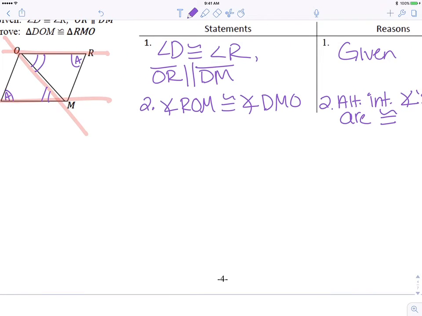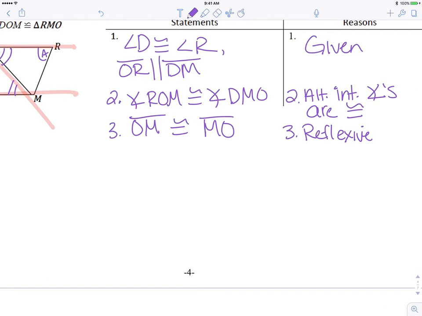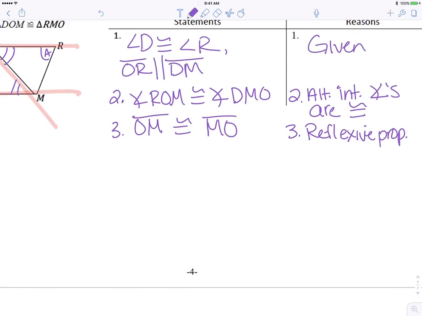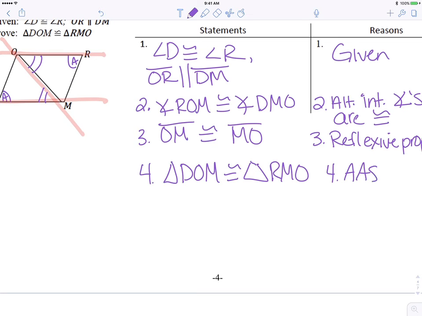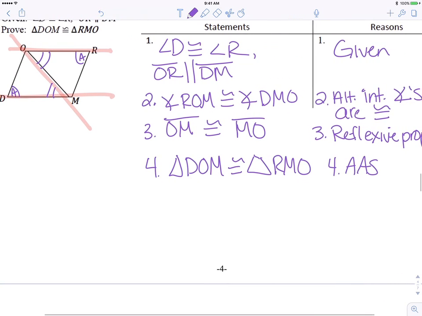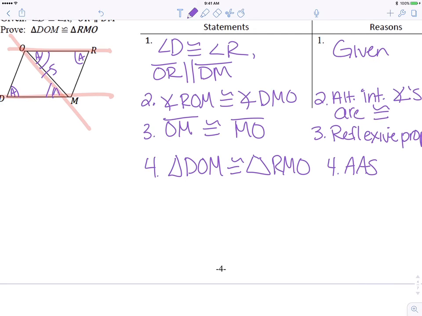All right, we also have a shared side, OM. So OM is congruent to itself, or MO. That's by the reflexive property. And now that I have 3 pairs of congruent parts, I'm ready for my last step, which is to say that triangle DOM is congruent to triangle RMO. And that is by angle, side, angle.